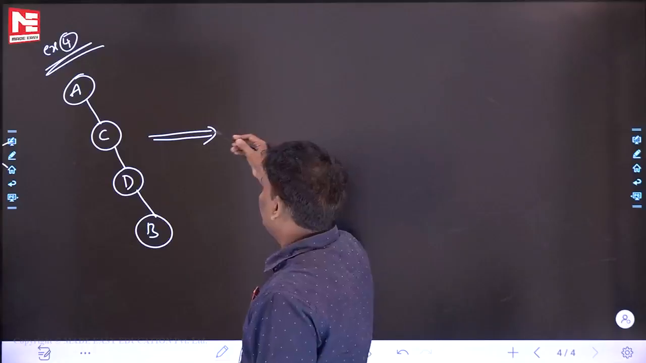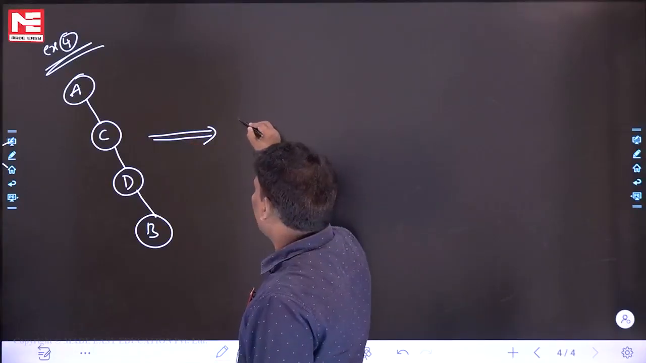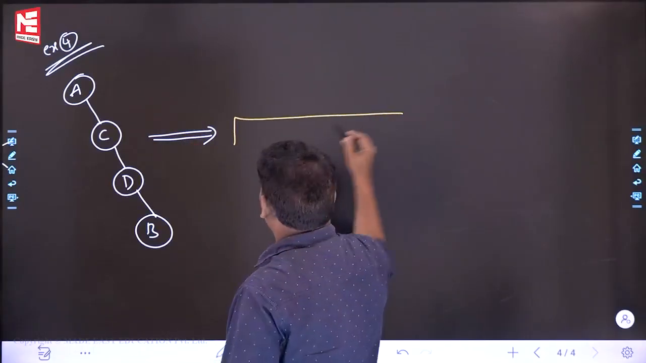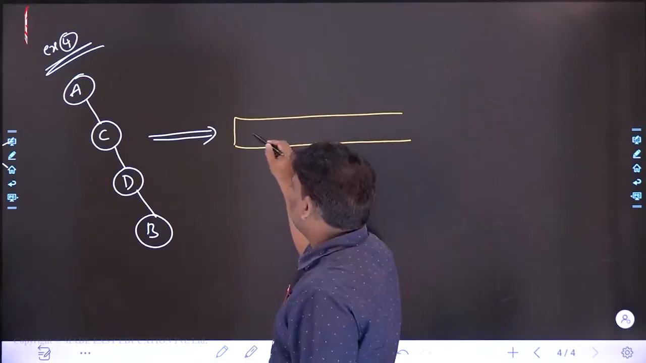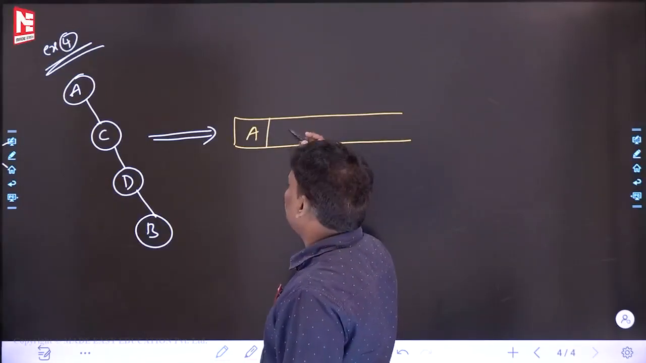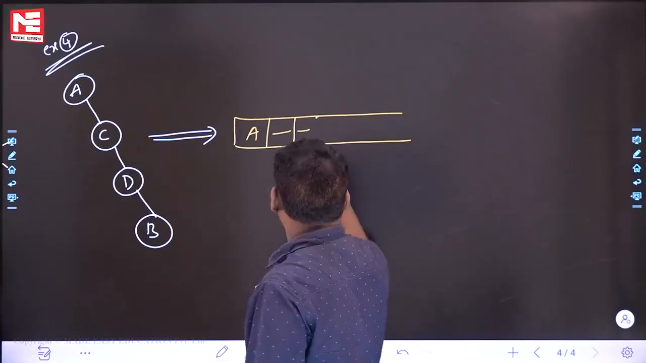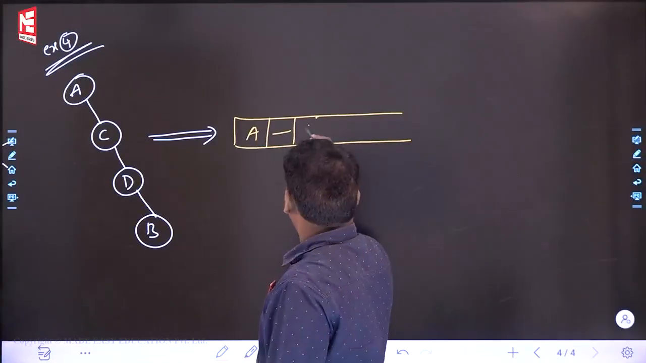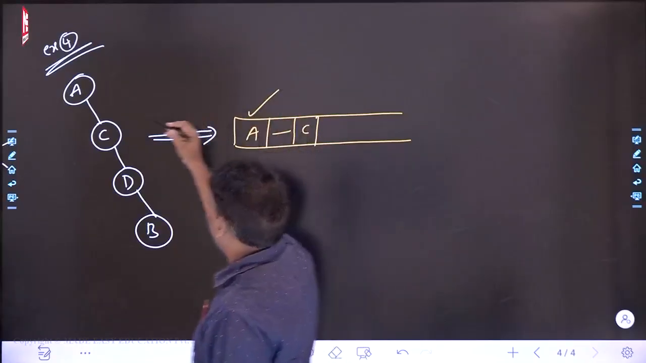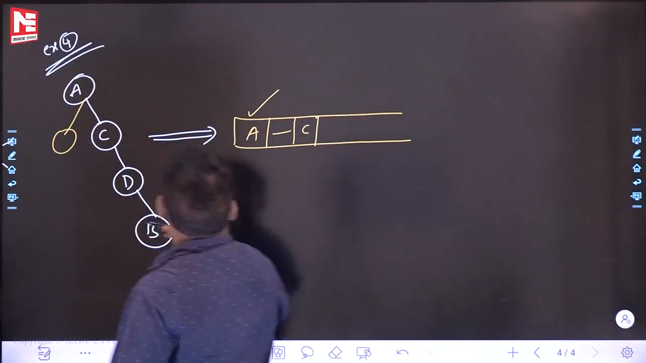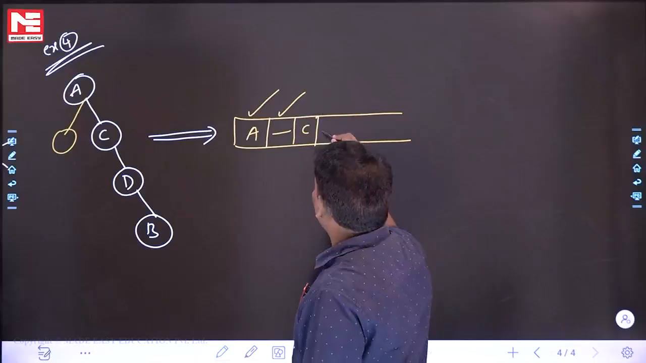See this one. This particular binary tree, if you store it in the form of an array, what will be the answer? As usual, A followed by 2 children. Who are those? Gap and C. Then A completed. Next one, gap followed by 2 children: 2 gaps.